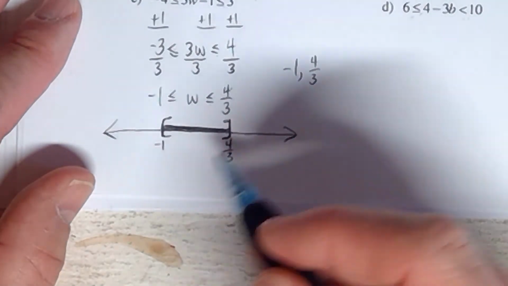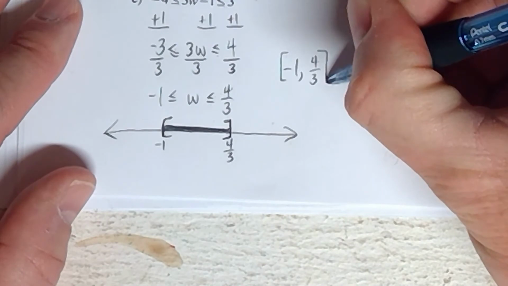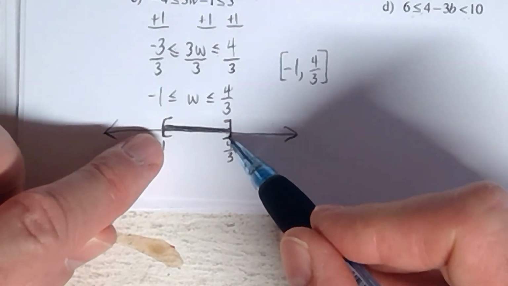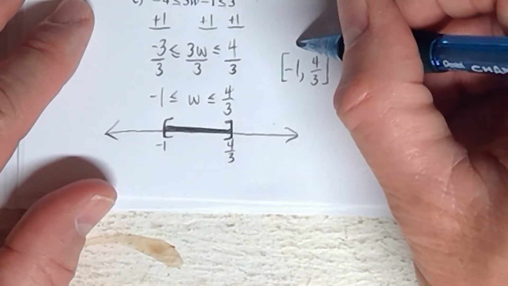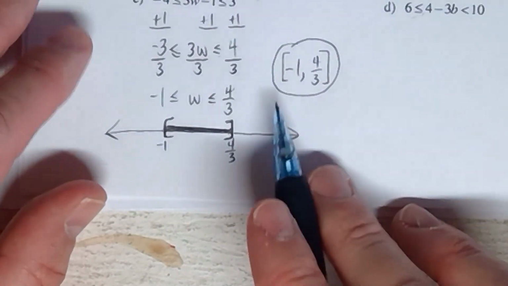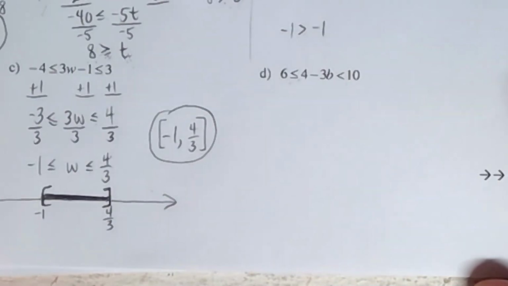And that's it. You just got to put the brackets here. And since these are both regular numbers, not infinity, not negative infinity, you just look at the number line to see what brackets you need, and it's going to be the same brackets in the interval notation as well. Both of them are square then. Let's do one more here.